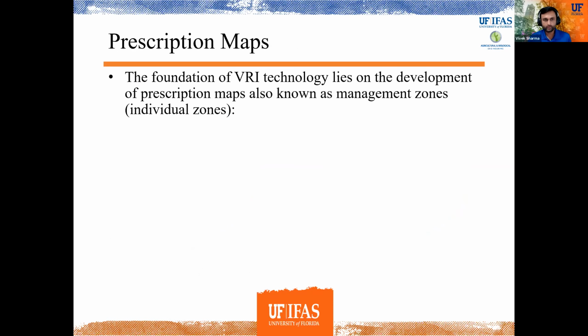So that's mostly used for research purposes compared to any production setting. Okay, as I mentioned before, the basic foundation of VRI technology lies in the development of those management zones or the prescription maps, right? There are two types of prescription maps that we can establish using the variable rate irrigation system.